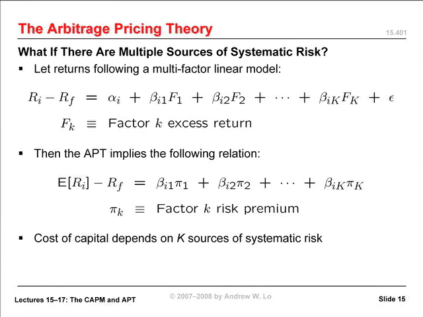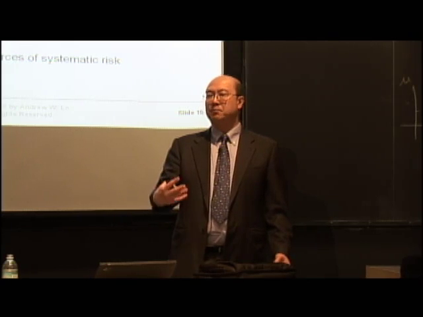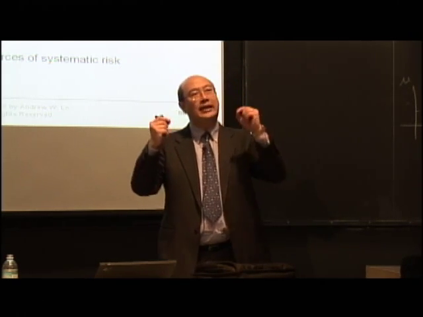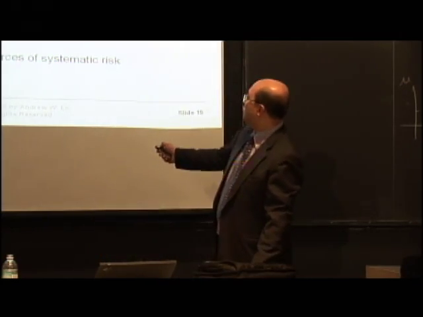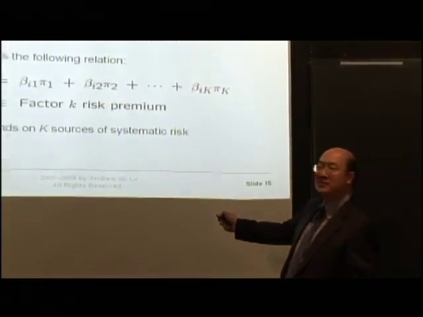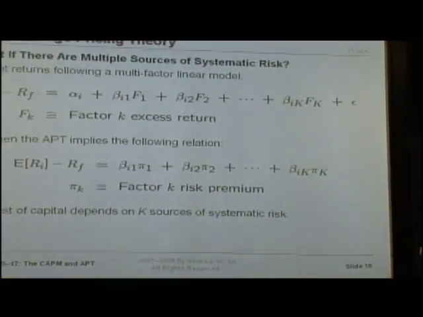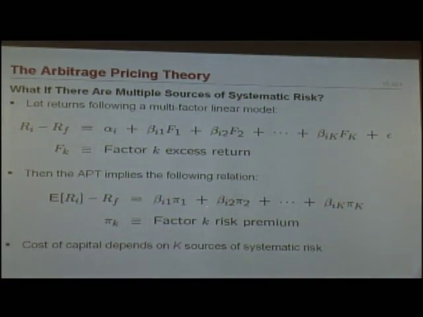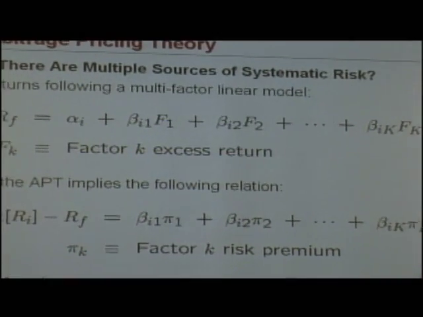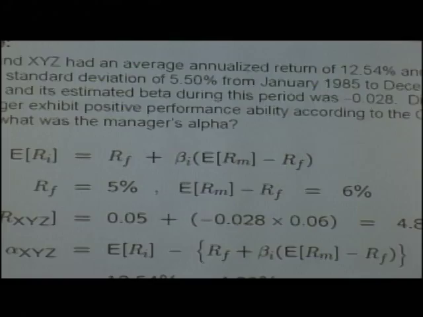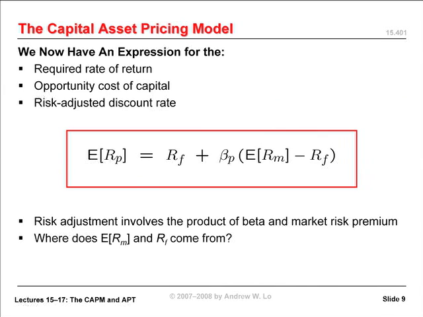Now, here I talk about these multiple sources of systematic risk. I don't want to focus on that for this course because, as I said, it's going to be much more complicated and requires more machinery, but the basic intuition is the same. Instead of just one source of systematic risk, you may have multiple sources. And so therefore, you're going to have multiple risk premia as opposed to just one. But for now, let's not focus on that. We're going to focus our attention just on this simple equation and make sure we understand it and know how to apply it.